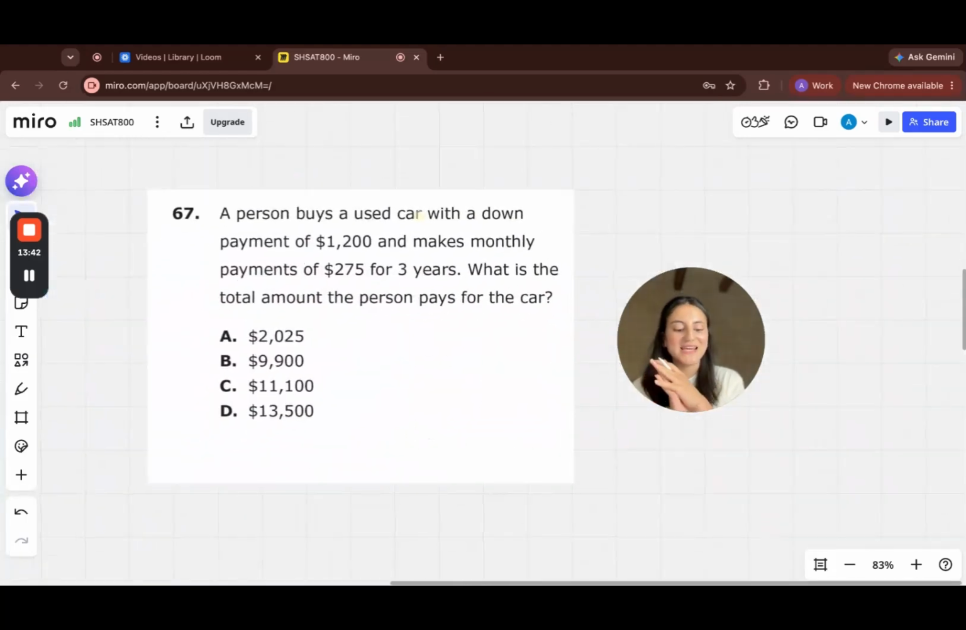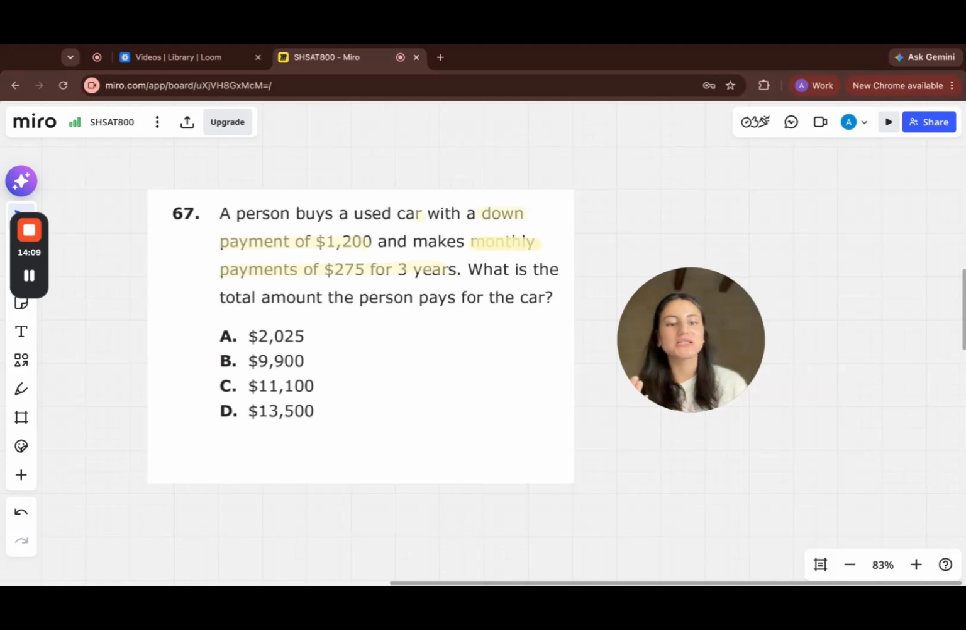A person buys a used car with a down payment of $1,200 and makes monthly payments of $275 for 3 years. So a down payment is just like a one-time cost, and makes monthly payments. Monthly, I'm going to highlight that a ton. Makes monthly payments of $275 for 3 years. What is the total amount the person pays for the car?